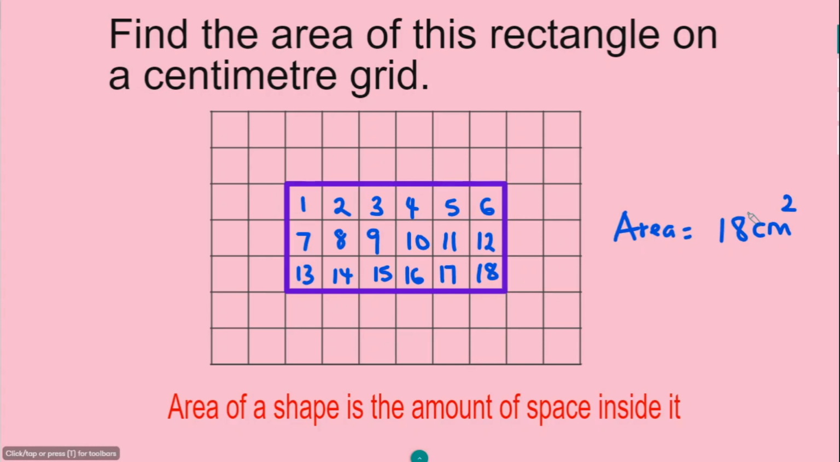Now this is a very basic understanding of how to work out the area of a rectangle. All you need to do is count the number of squares inside a rectangle, which is just the total space inside the rectangle, and that's it. That's very simple, right? Okay, but now we're going to go to a more advanced way to solve the area of a rectangle.